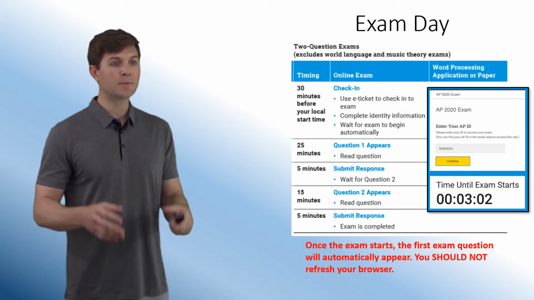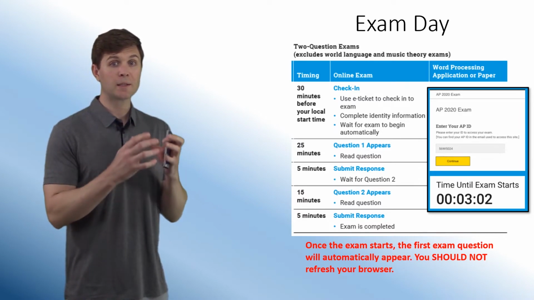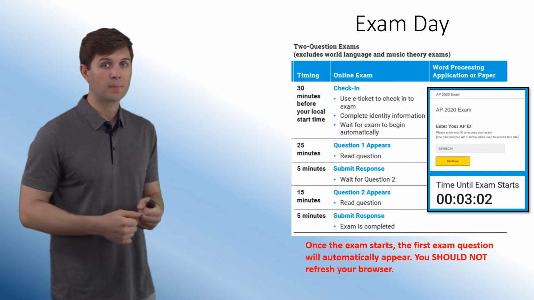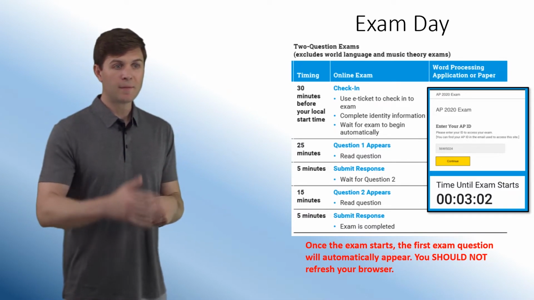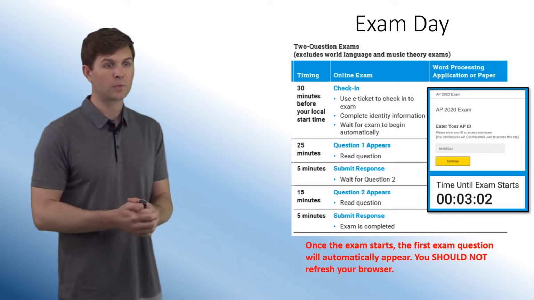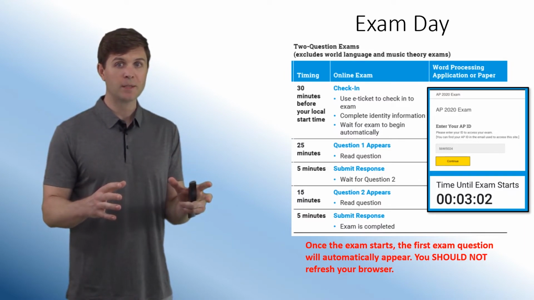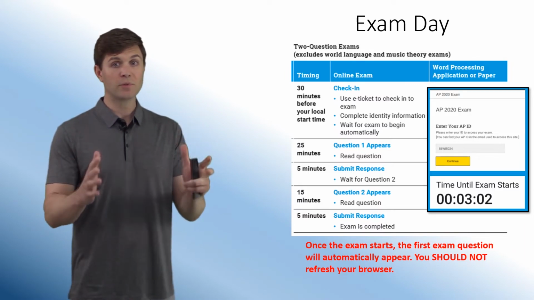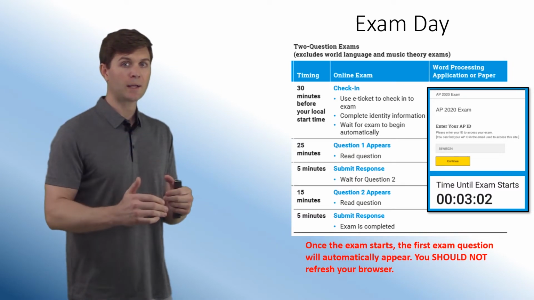All right, on exam day, 30 minutes prior to your exam start time, you should be going on, logging in, putting in your code, putting in your AP ID, making sure that you are all set to go. And then the breakdown here: after the start time kicks in, you've got 25 minutes to answer question 1. If you answer question 1 earlier than those 25 minutes, you submit it, and it's going to give you a timer screen waiting for question 2 to begin. It's not like you move right on to question 2.